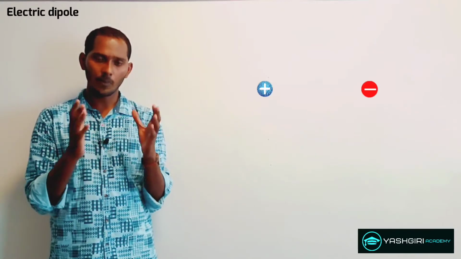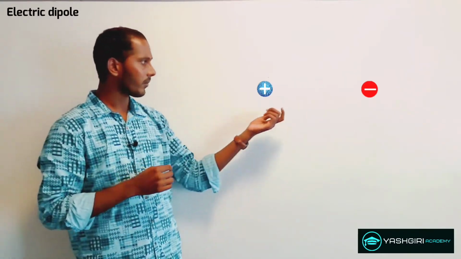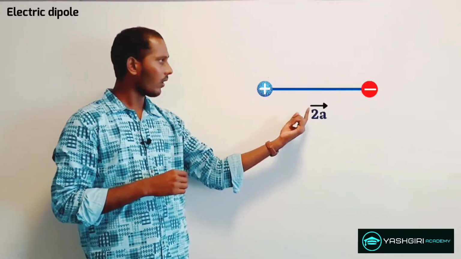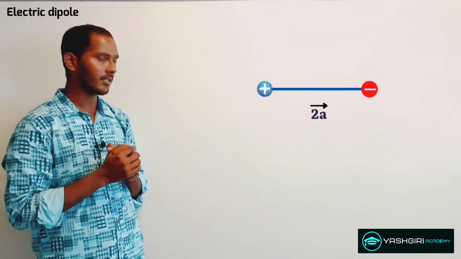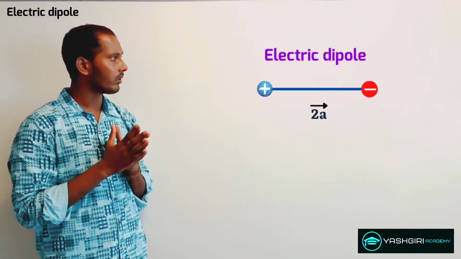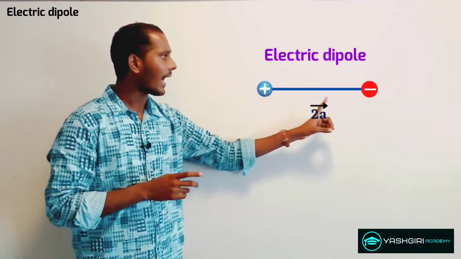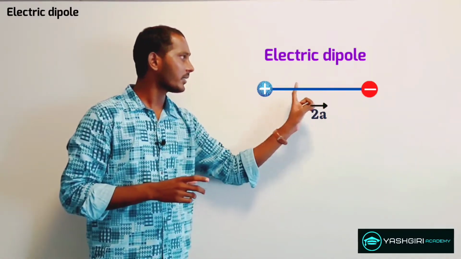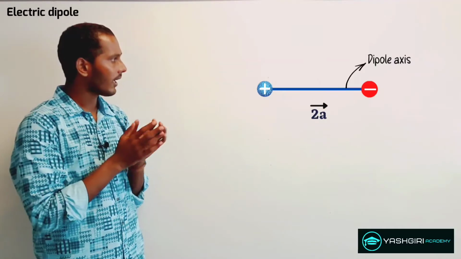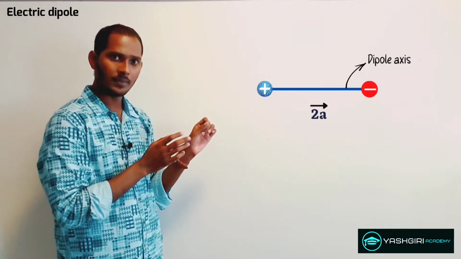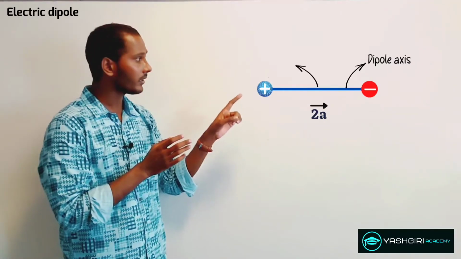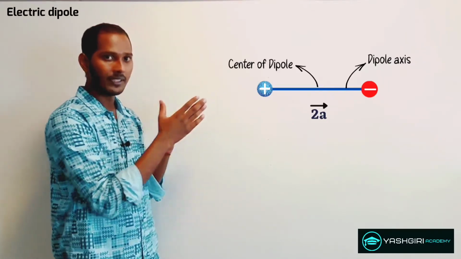Hi, in today's session, we will see the electric dipole in more detail. Now, when you have two equal and opposite charges separated by a very small distance, say 2a, we call such a charge configuration an electric dipole. And here, the line joining the center of the positive charge and the negative charge is considered to be the dipole axis. And the midpoint of this dipole axis is considered to be the center of the electric dipole.